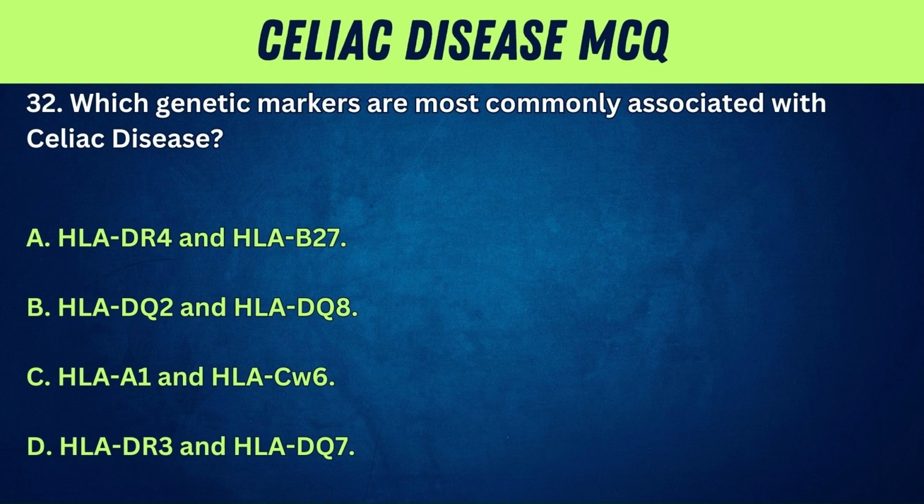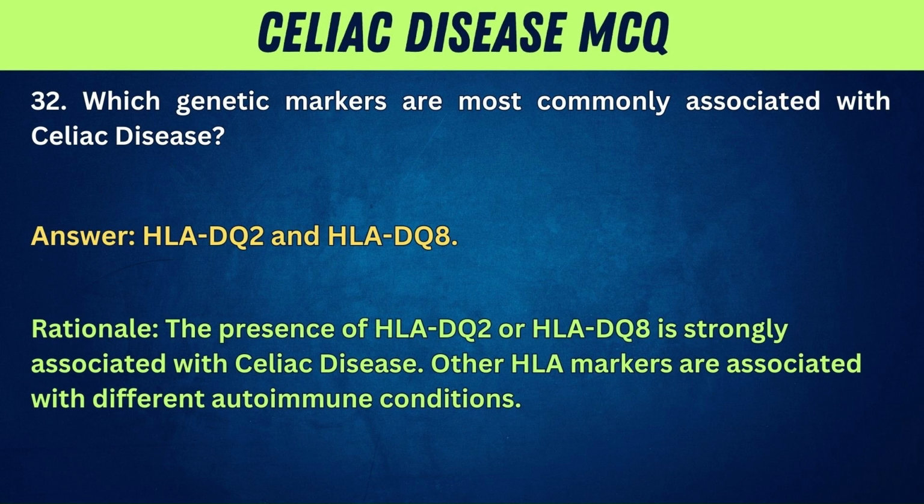32. Which genetic markers are most commonly associated with celiac disease? A. HLA-DR4 and HLA-B27. B. HLA-DQ2 and HLA-DQ8. C. HLA-A1 and HLA-CW6. D. HLA-DR3 and HLA-DQ7. Answer: HLA-DQ2 and HLA-DQ8. Rationale: the presence of HLA-DQ2 or HLA-DQ8 is strongly associated with celiac disease. Other HLA markers are associated with different autoimmune conditions.